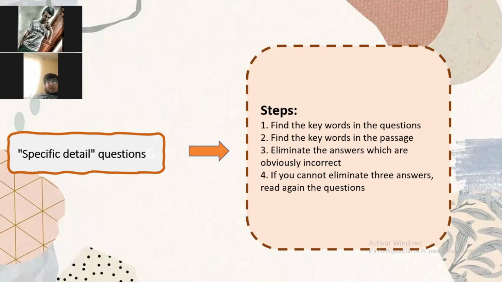Second, find the keywords in the passage. Remember, the points will likely be paraphrased. Third, eliminate answers which are obviously incorrect. Remember, don't think whether an answer is right or wrong. Don't think yes or no. You have to think and eliminate some answers that are obviously incorrect. Fourth, if you cannot eliminate the answers, read the question again.